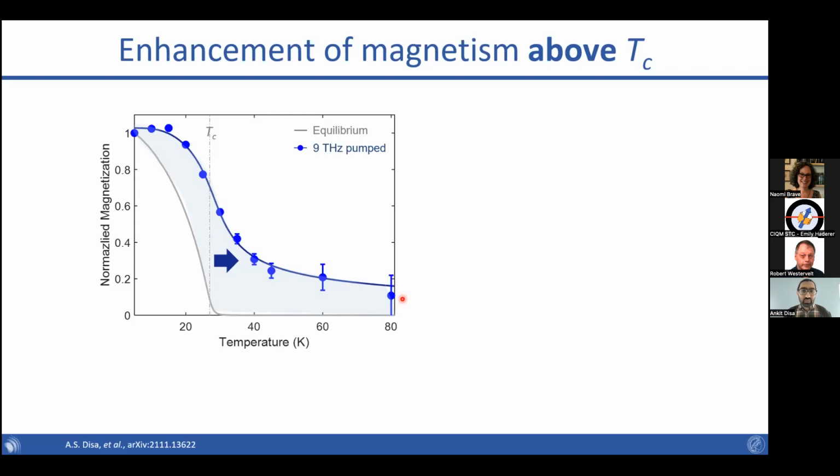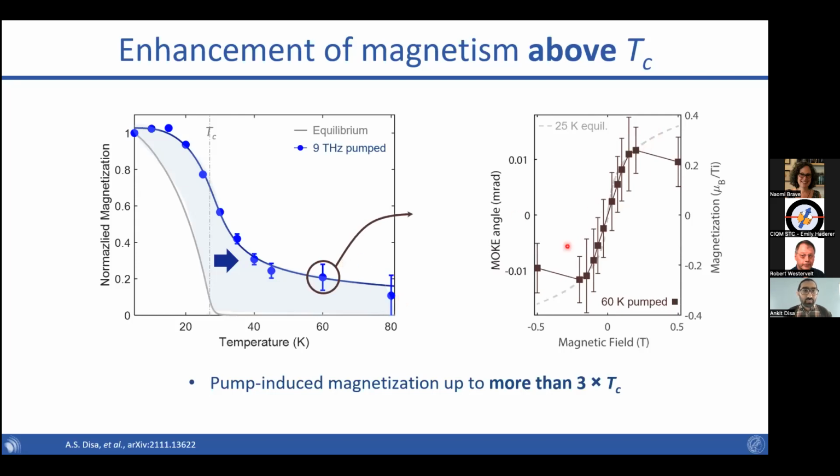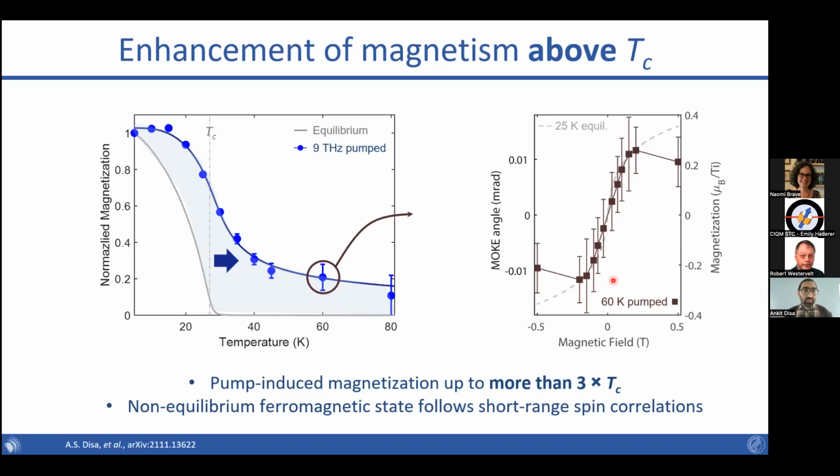And if we look at the field dependence of this non-equilibrium magnetic state above TC, we find that it has a ferromagnetic-like spin stiffness. So here I'm just showing you the magnetic field dependence at around 60 Kelvin. And you can see that it has this kind of a ferromagnetic-like spin stiffness, which actually maps quite well onto what is measured in equilibrium just below TC. So this is 25 Kelvin. And so again, this is suggested that we've created a ferromagnetic-like non-equilibrium state that can exist at very, very high temperatures. And if you look at the temperature dependence of this non-equilibrium magnetic state, it follows relatively closely the short-range spin correlations that we found from the equilibrium spin lattice coupling measurements.